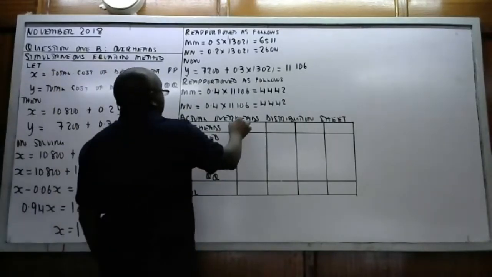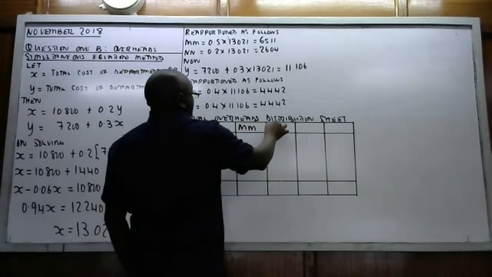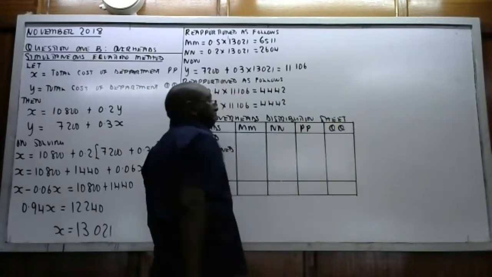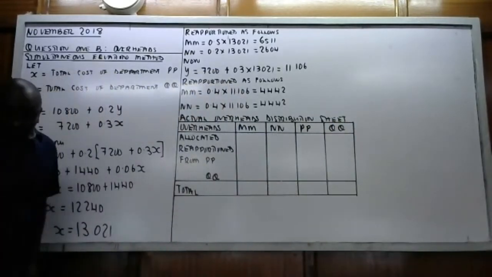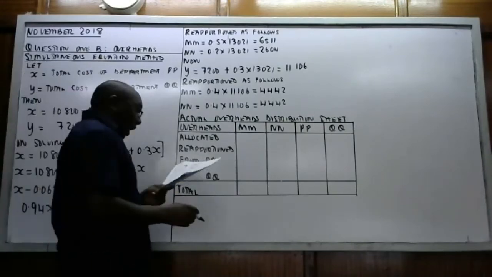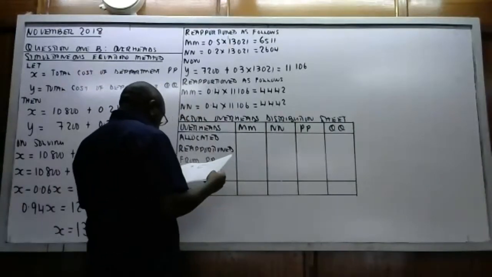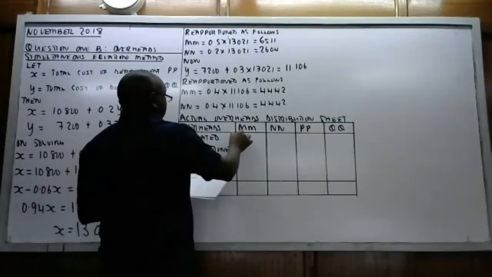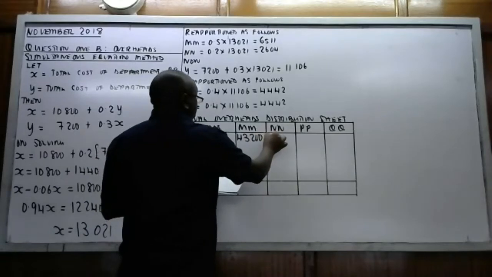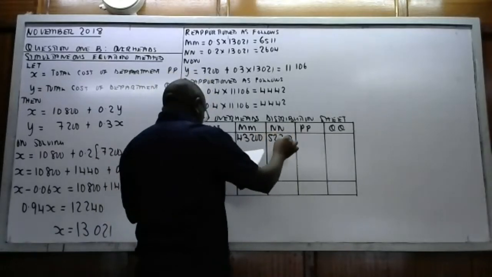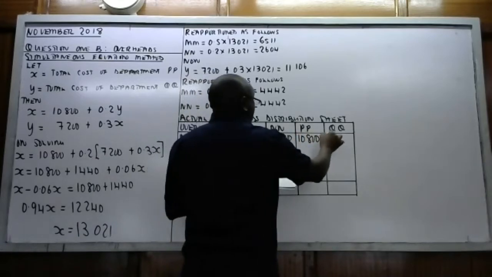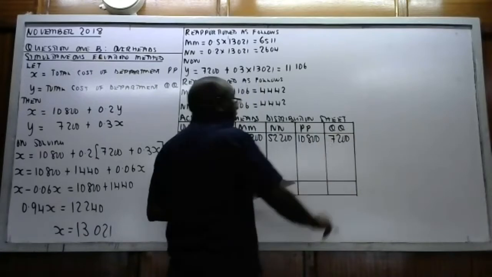So we have departments MM, NN, PP, and QQ. Allocated, which are actual, it is 43,200, 52,200. This is then 800, and this is 7,200.